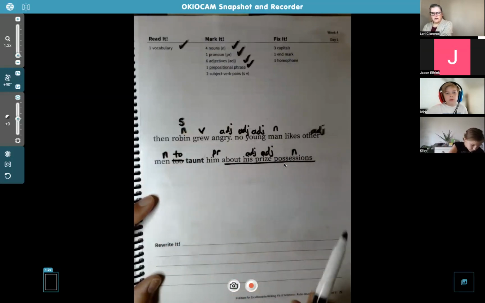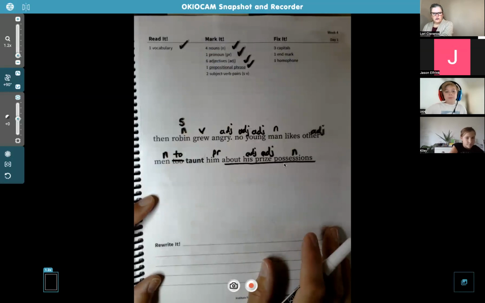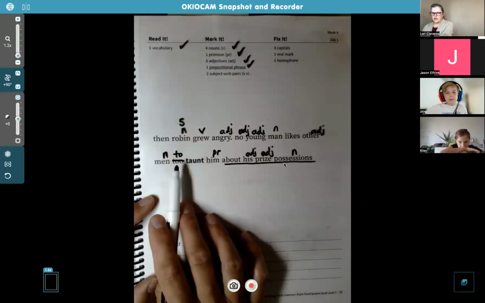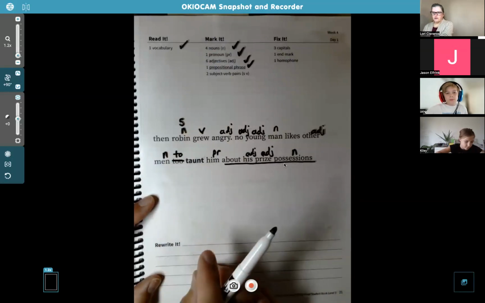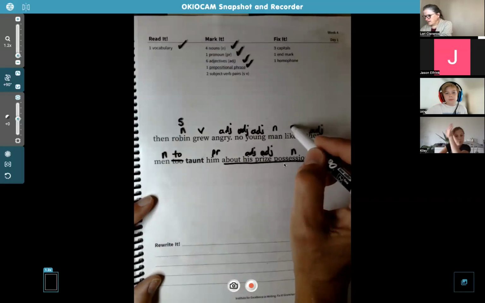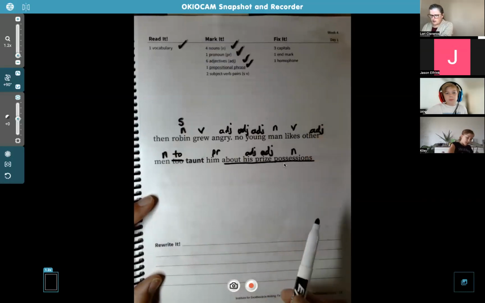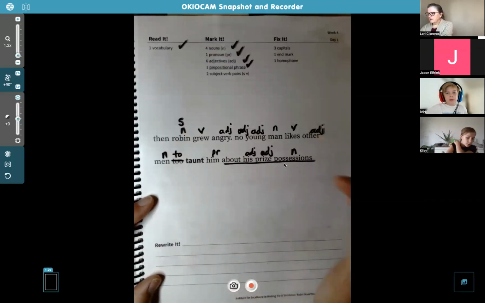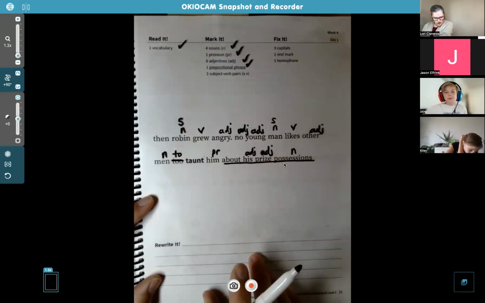How about this sentence? Where's the verb in the second sentence here? It's not taunt, right? Because that's an infinitive, so we're not going to label that as a verb. He likes. Yes. The verb is likes, and then the subject is man. There you go. Nice job, Ian.